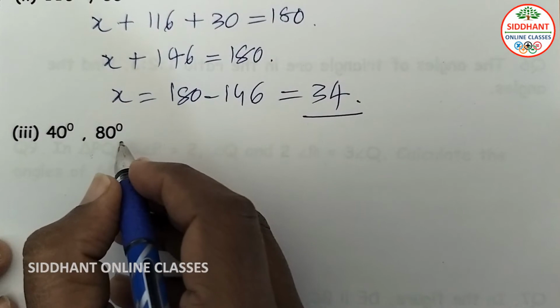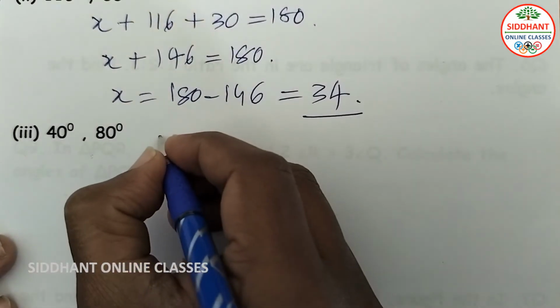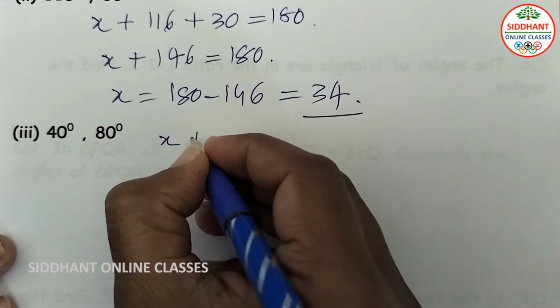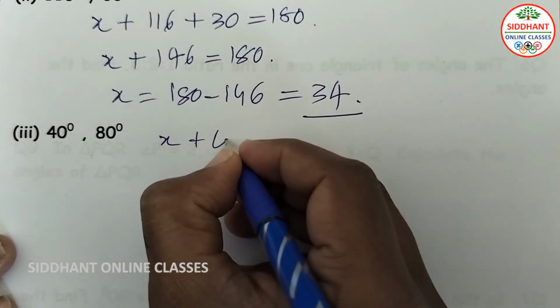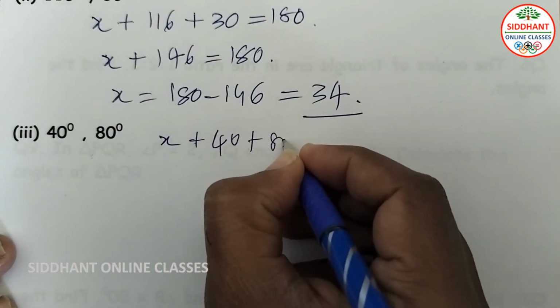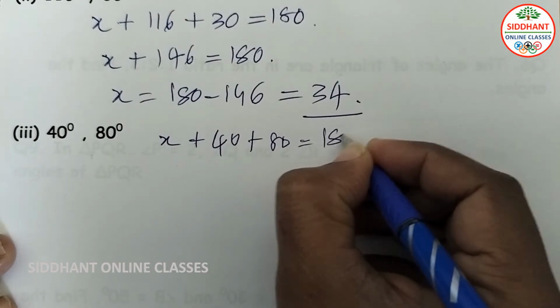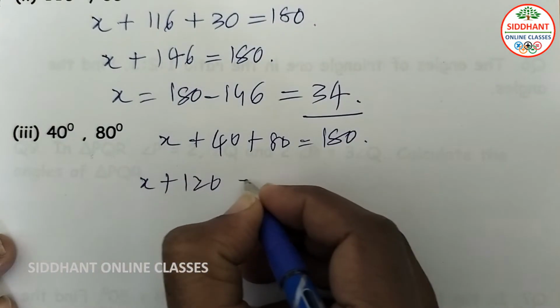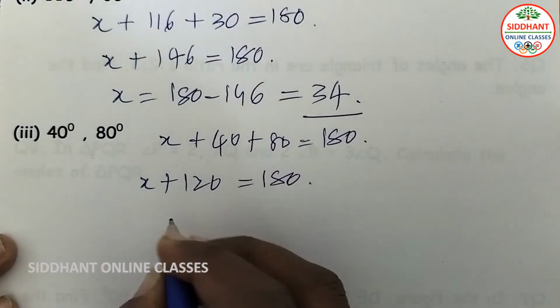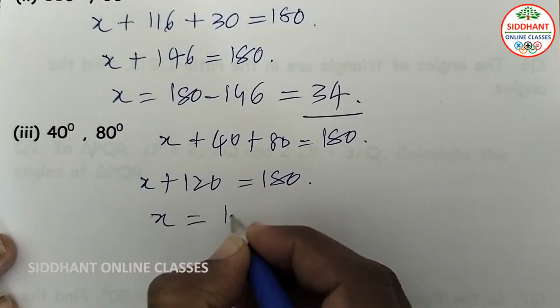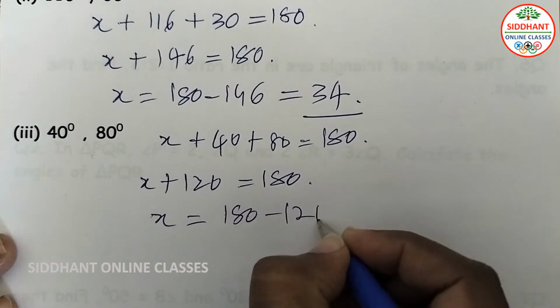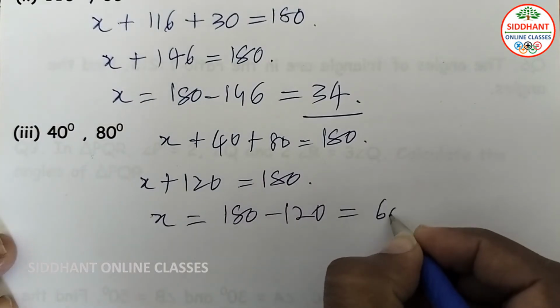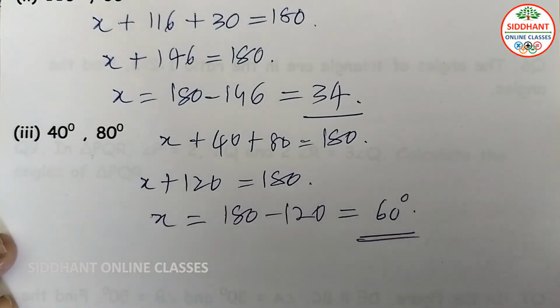Third one 40 and 80 is there. So let the third angle be x. So x plus 40 plus 80, that equals 180 degrees. Then x plus 120 equals 180 and x equals 180 minus 120, that equals 60 degrees here.